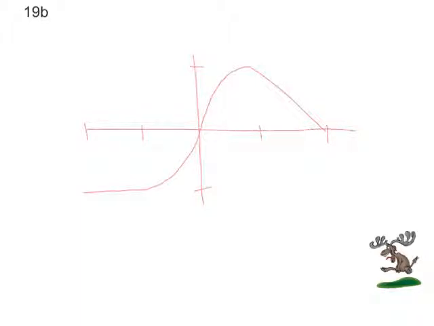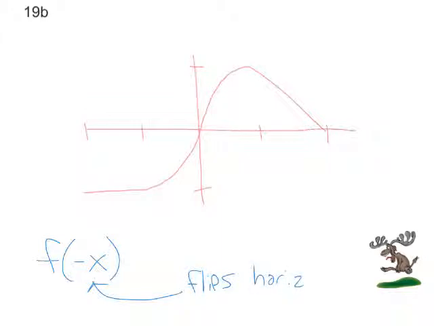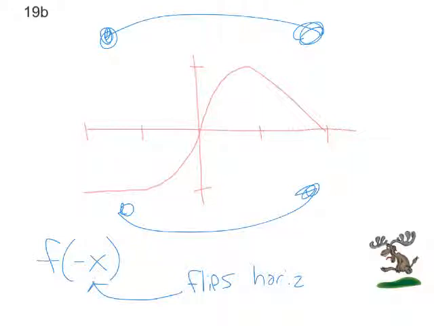Okay. For 19b, we're asked to graph f of negative x. And when we switch x with negative x, what that does is that flips it horizontally. So all of my positive x's become negative x's, and all of my negative x's become positive x's. So you can think of it as drawing a mirror along the x-axis. So our new graph winds up going up, and then it has that kind of curve that comes down like that. So a mirror image on that axis.